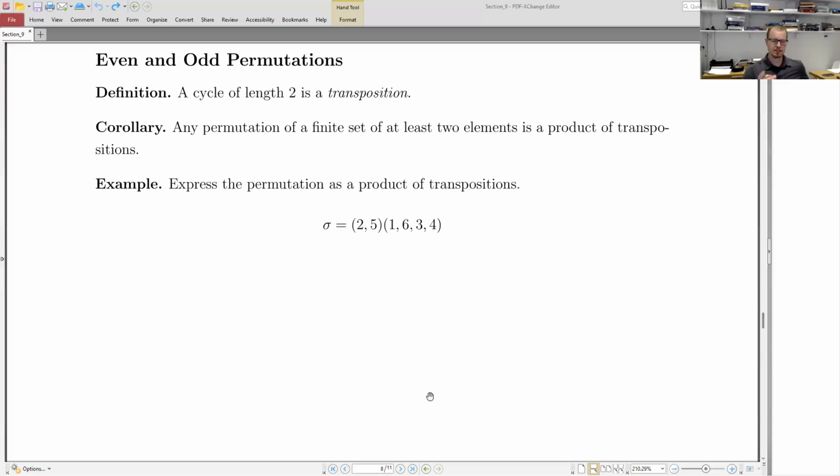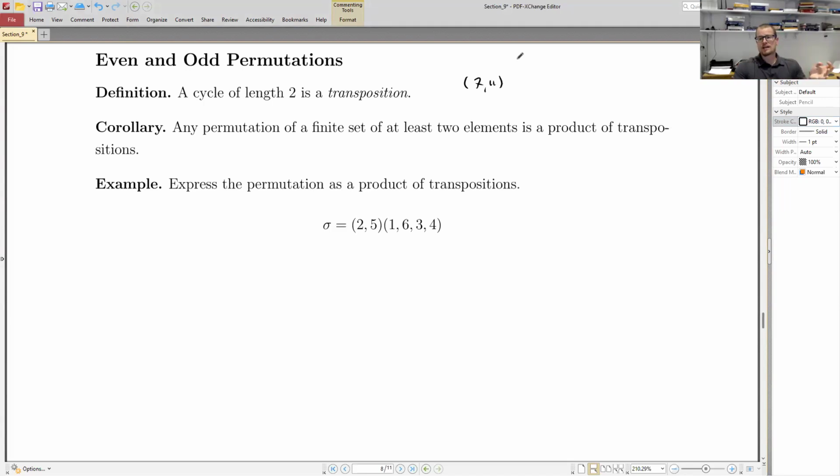Welcome to the office. We want to take a look at even and odd permutations. In order for us to talk about even and odd permutations, we have to start with this idea of a transposition. A transposition is just the exchange of two elements. So a transposition might be something like swap 7 and 11. Simple as that. Transposition, cycle of length 2.